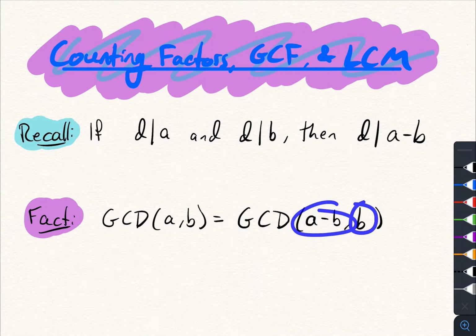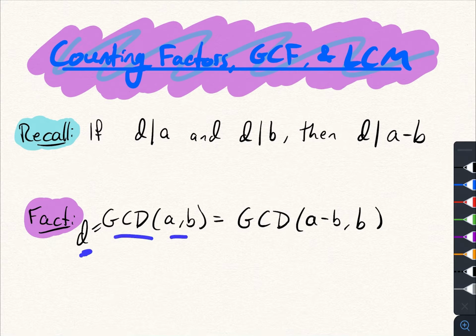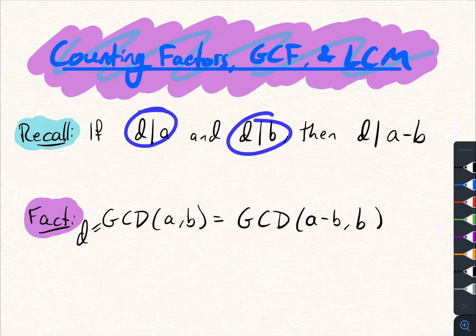So basically, instead of computing the GCD of these two numbers, you could take this number and make it smaller. Computing the GCD of smaller numbers is going to be much easier, right? So why is this true? Well, here's why. Let's say that D is equal to the GCD of A and B. If D is equal to the GCD of A and B, that means D is a divisor of A and D is a divisor of B. So D divides A and D divides B.